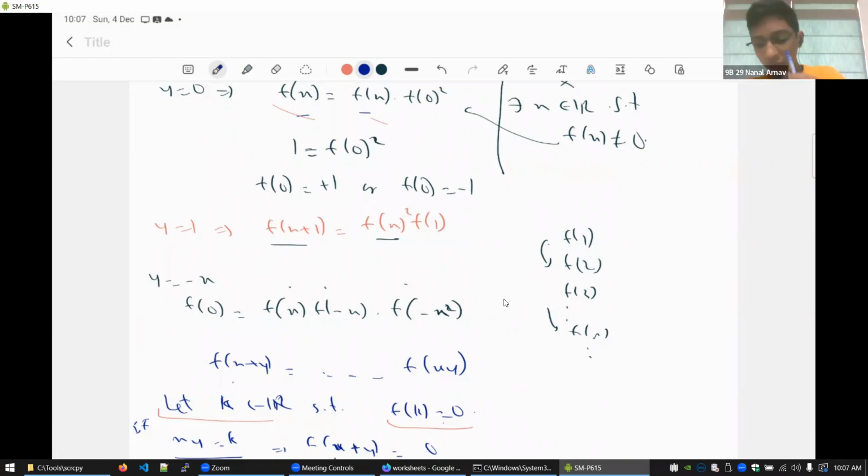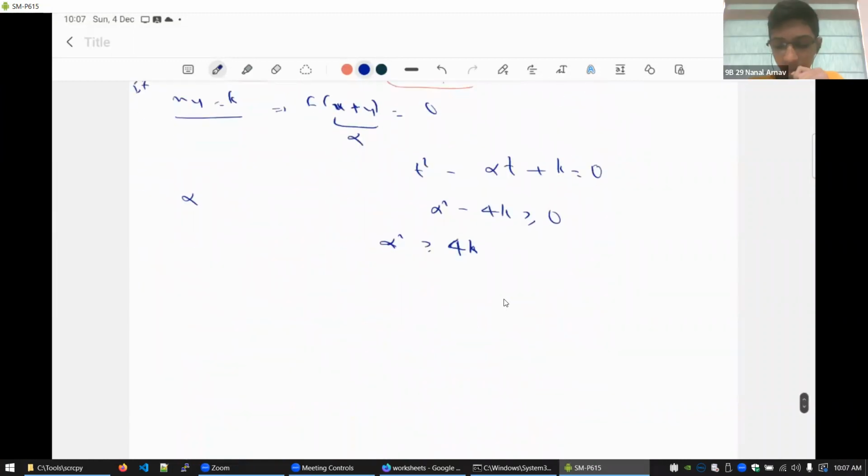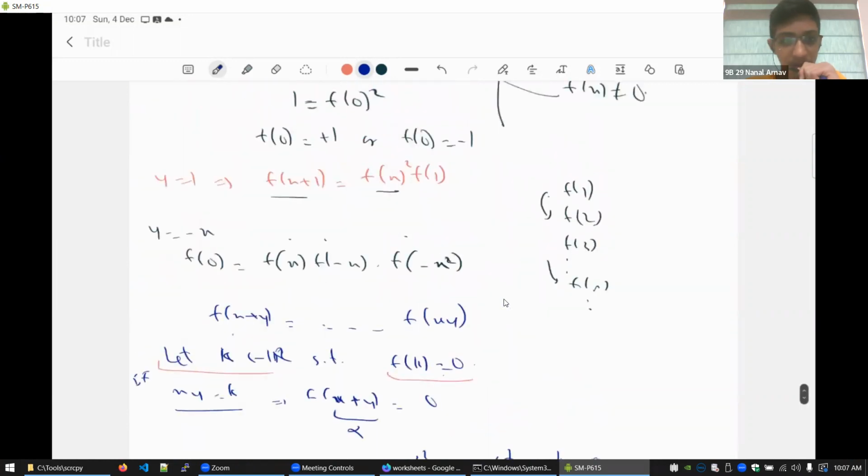Sir, we are able to relate f of 0, f of 1, and f of minus 1. Sorry, can you repeat that? We are able to relate f of 0, f of 1, and f of minus 1. Okay, how? From the equation we got above, that f of 0 equals f of x into f of minus x into f of minus x square. Yes, yes, correct.